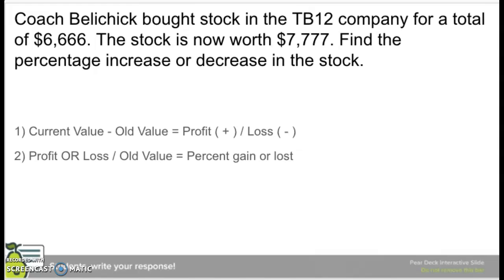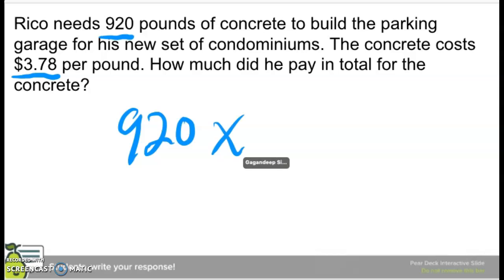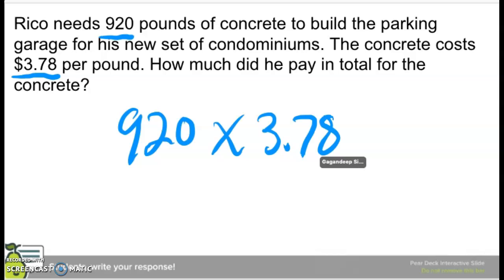All right, and running close to my time here, so I've got to really rush through these next couple. So we got 922 pounds of concrete that he needs. It costs $3.78 per pound. This one's real simple. We just do 920 multiplied by $3.78, right? Because it costs $3.78 per pound, and he needed 920 pounds.